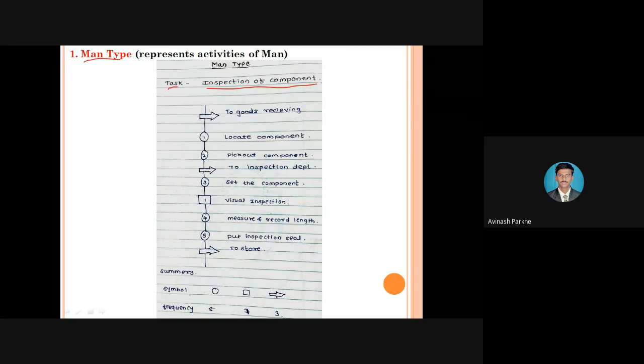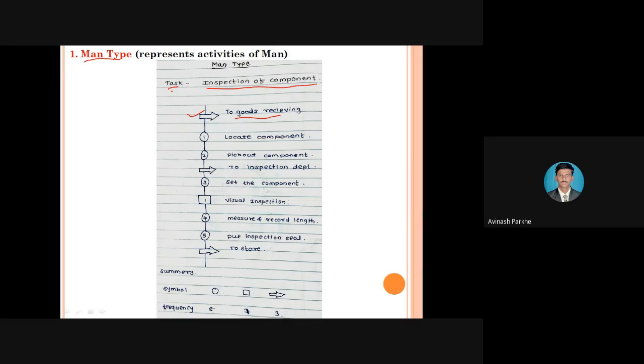So here I have taken a simple example of the task, that is inspection of the component. In the chart in front of you, all the activities performed by the man during the inspection are represented. So what is the first symbol you can see here? Transportation. Transportation means the man or worker is moving from that machine to that job.